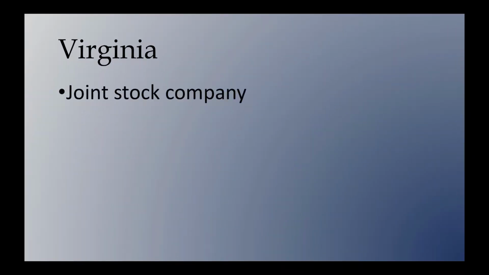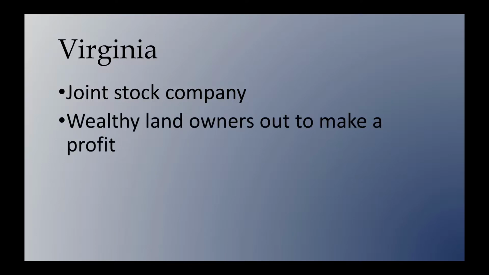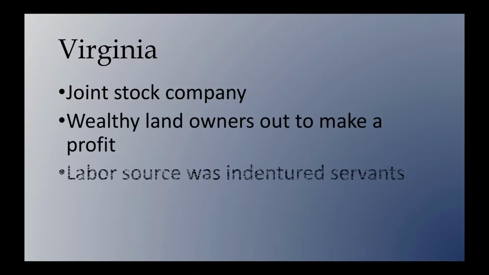Virginia was a joint stock colony where wealthy landowners lived. The primary labor source in the colony was a group of people known as indentured servants. There were some slaves in Virginia brought into the colony in 1619 to help farm tobacco, but the overwhelming majority of workers were indentured servants brought into Virginia under the headright system.